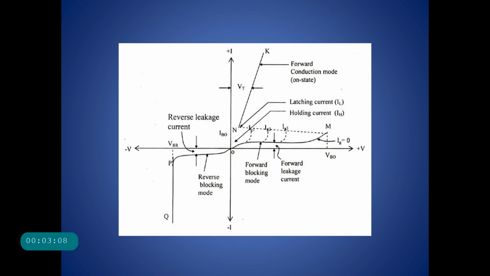Now let's see the VI characteristics. Here we can see various terms like the reverse blocking mode, forward blocking mode, and the forward conduction mode. These three are the modes of operation. We will discuss it in details later. Now let's see the remaining terms.